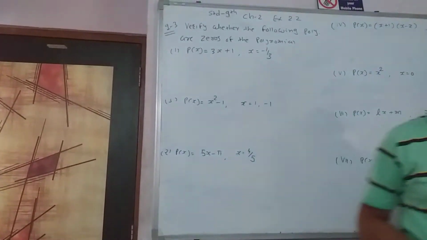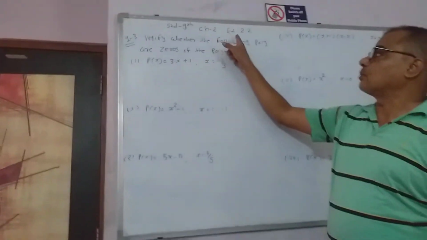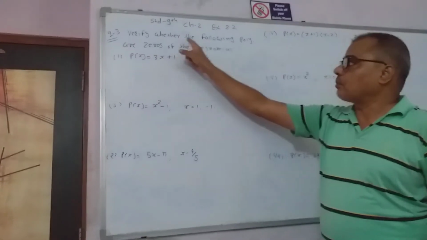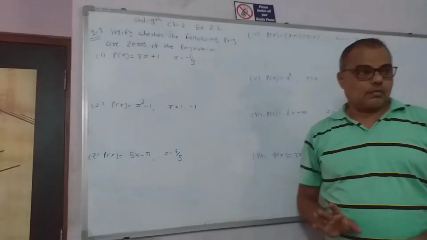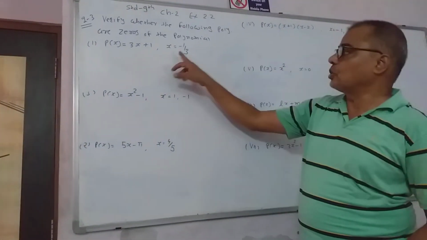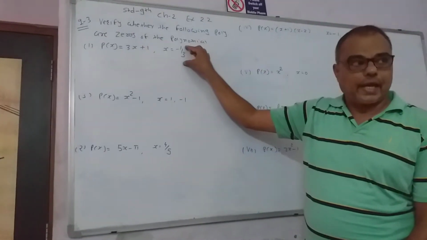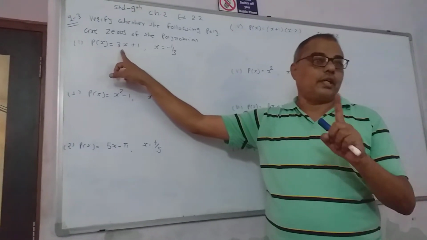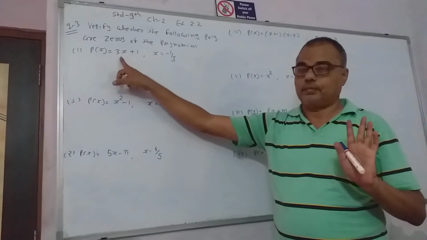Welcome, classes. Today we are going to start a new question of exercise number 2.2. Verify whether the following is a zero of the polynomial. It means that the polynomial is given and zeros are given. So you have to put the values of x in the polynomial. The answer should be 0. If the answer is 0, then it is a zero of the polynomial, right?